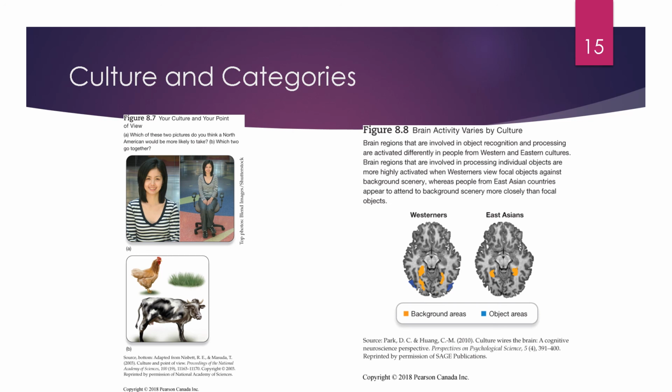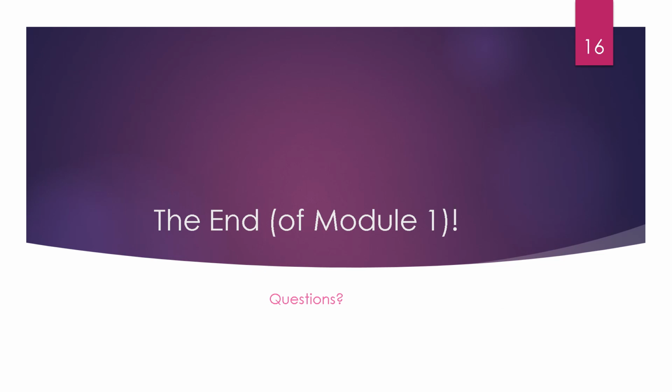And then finally, in B of figure 8.7 we see a cow and a chicken and some grass. If you ask people from certain cultures to relate those together, they would probably be more likely to say cow goes with grass, because that's what the cow eats, whereas in our culture we'd be likely to group cow with chicken because they're both animals. They're also both animals that we tend to eat. So you can see how things would be categorized differently and thought about differently based on culture as well. So that is it for Module 1.